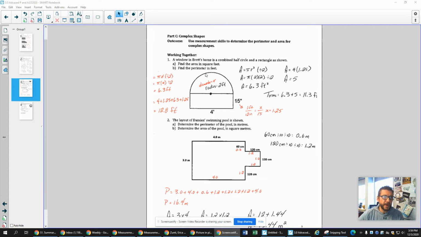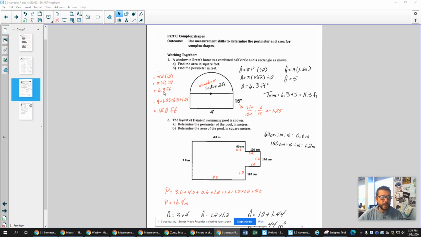And we're also supposed to find the perimeter, which means for the circle, you want to find the circumference. But again, it's only half a circle, so I take my circumference and divide it by 2. Because I'm given my diameter, I chose to work with pi times diameter. I could have gone 2 pi r as well, but I'm going to use pi times diameter divided by 2, because it's only half a circle. So pi times 4 divided by 2. It happens to be 6.3 feet.